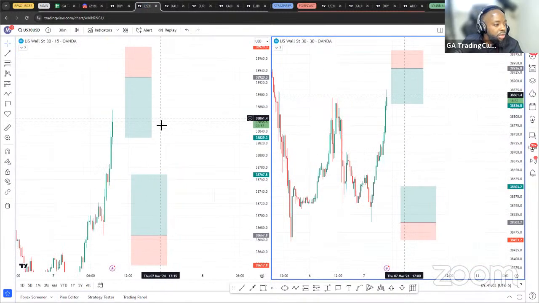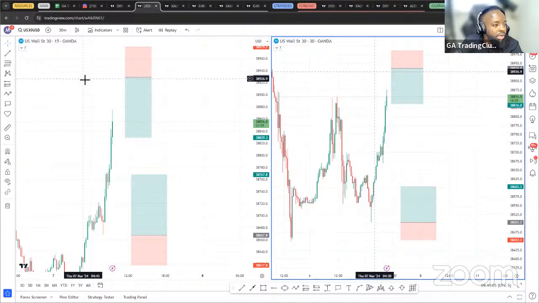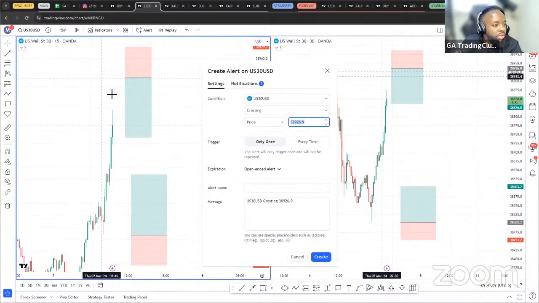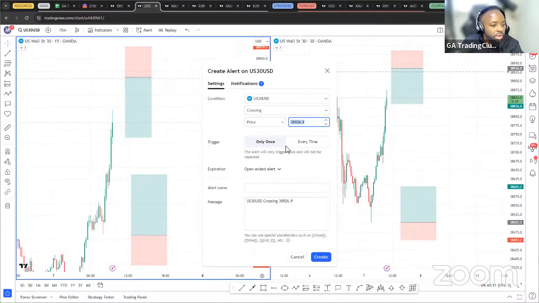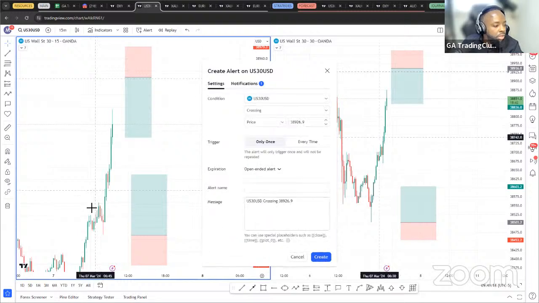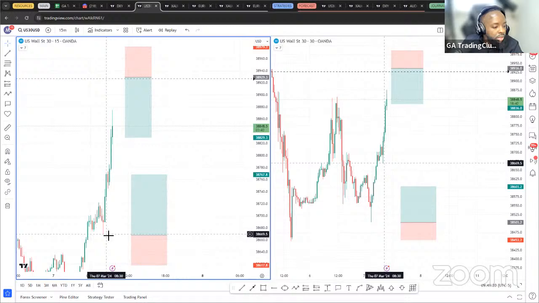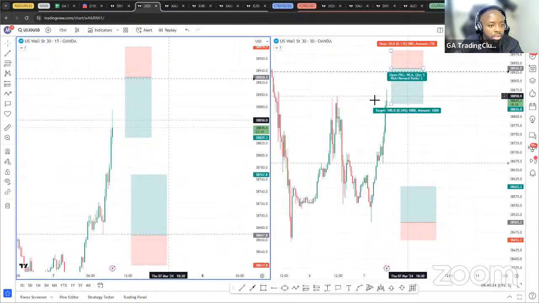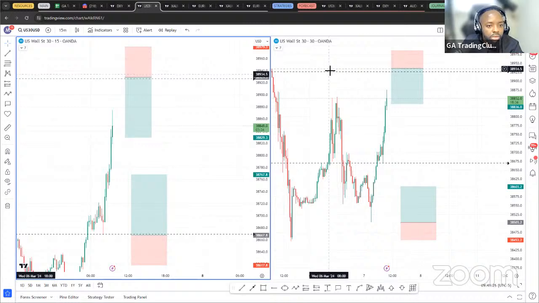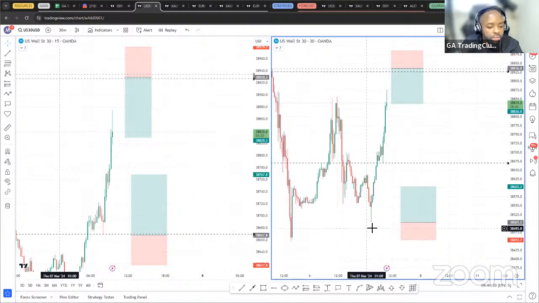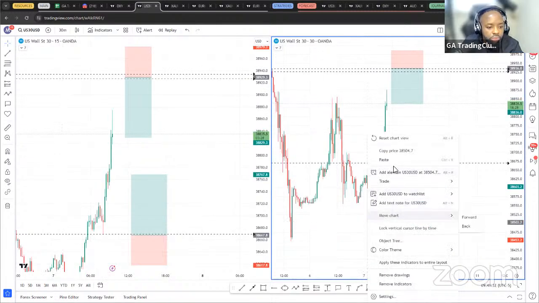And then here, what we can do is put some alerts so that if price gets to those areas, we're notified. Then we add another alert here. We do the same thing here for the 30-minute, and do the same thing here.